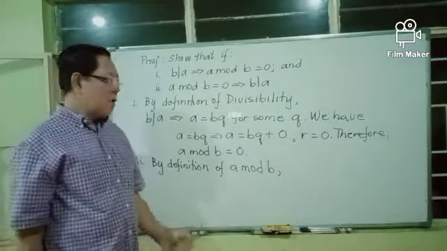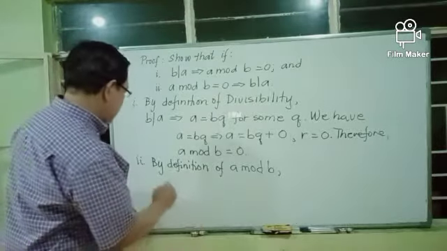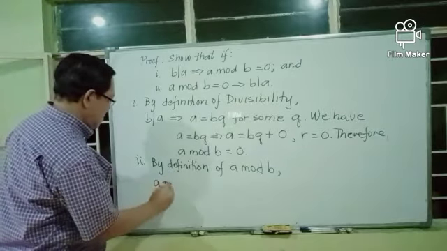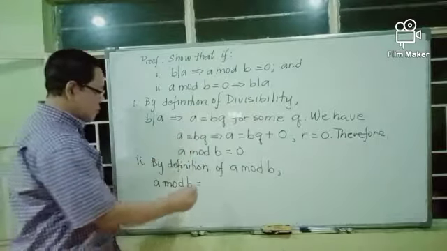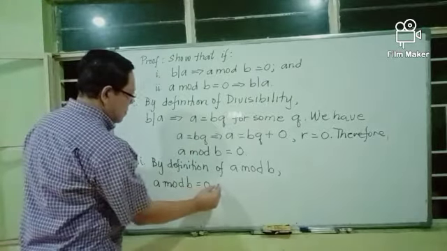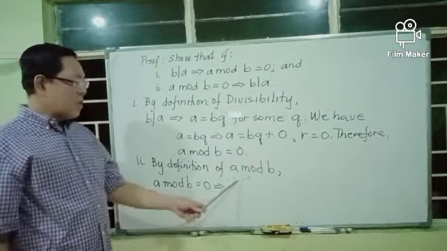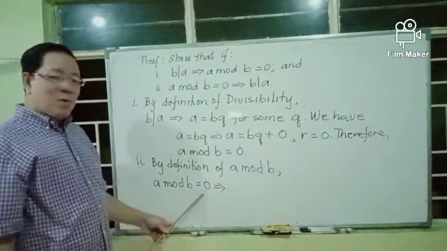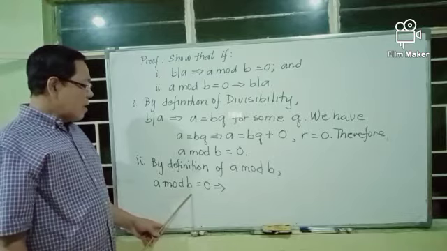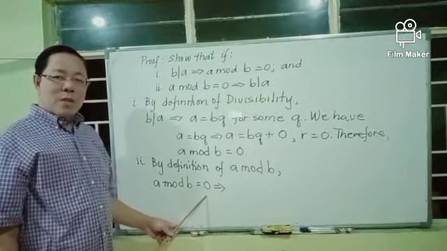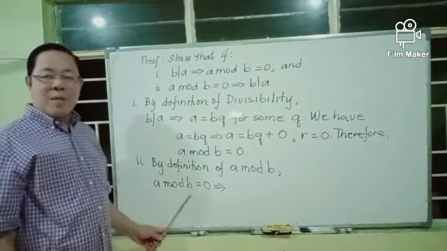We use the definition of A modulo B. A modulo B, we are given, is equal to 0. This means that by definition, A modulo B equals 0 means that if A is divided by B, the remainder is equal to 0. And we denote the quotient when A is divided by B by Q.